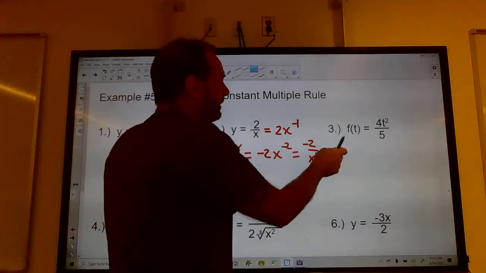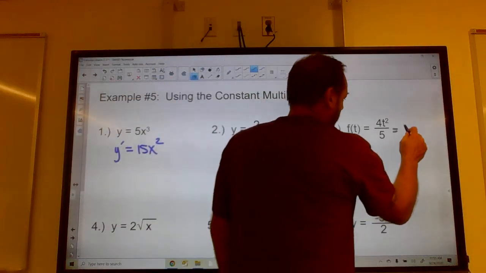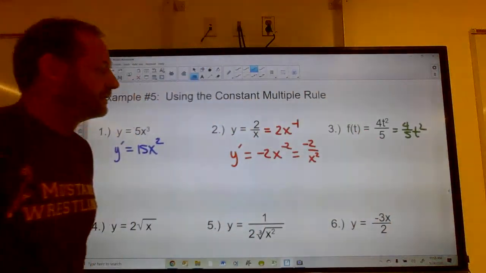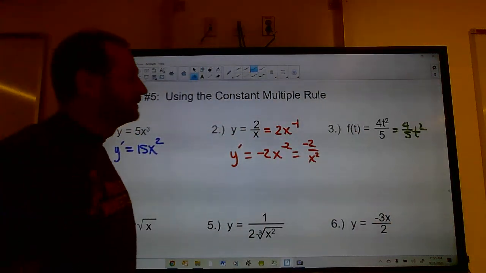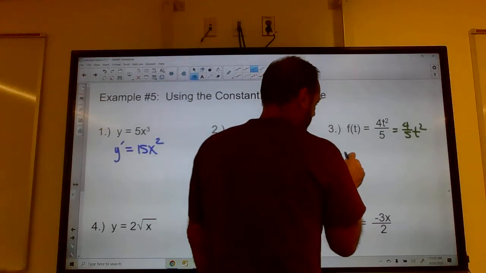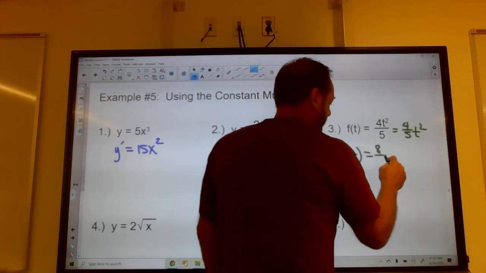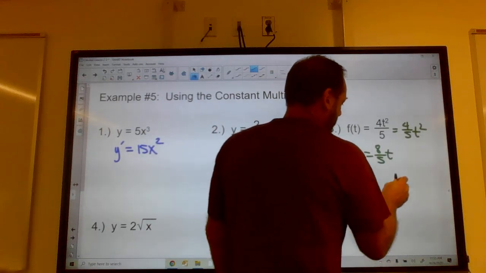Okay, this one here, I find it a little easier if you rewrite it like this. That's the same thing. So 4/5 times 2 is 8/5 times t to the first power. Done.